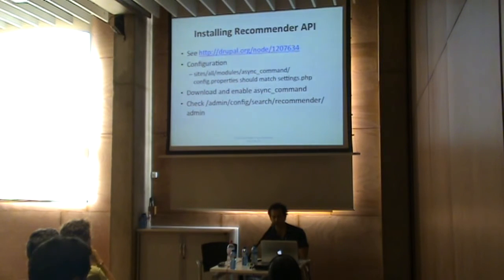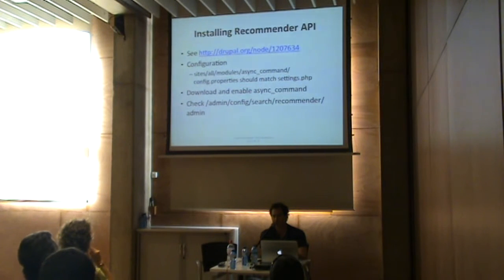Then you want to visit the Async Command setup. There's a special configuration file there called config.properties. There are instructions in that link at the top. Basically, that has to replicate or be consistent with your settings.php file. It's an interesting approach, but basically, this file is required so that the Java library will be able to talk to your Drupal database and get access to at least those recommender tables.